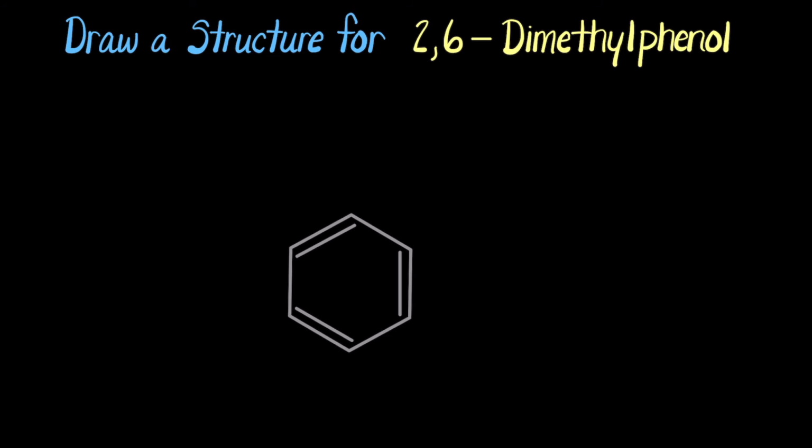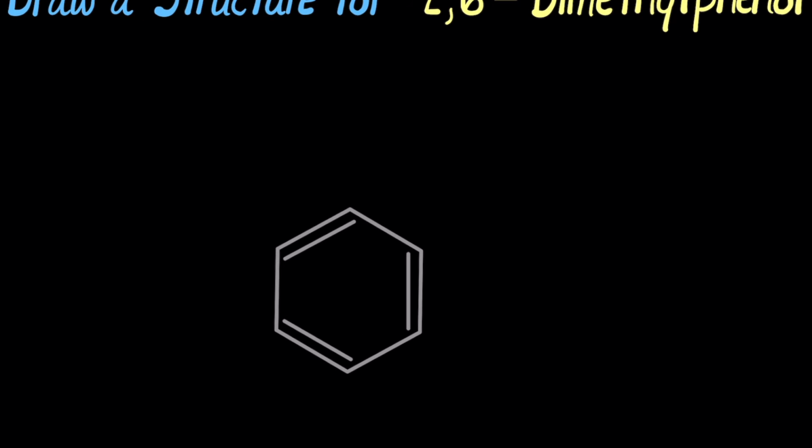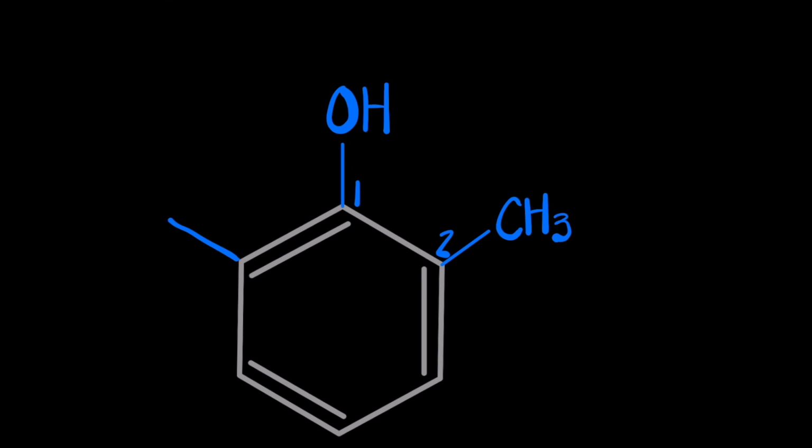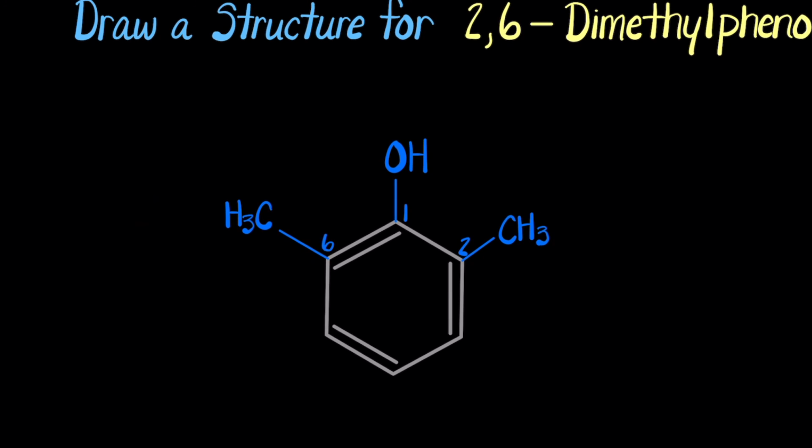So the last problem we have here is drawing a structure for a given name. Now, I went ahead and drew the phenol. Well, I drew the benzene ring. Here's the phenol now. And we can always designate that the first carbon. 2,6-dimethyl. So, easy. 2, put a methyl. And then the other methyl on carbon 6. And there you have it.